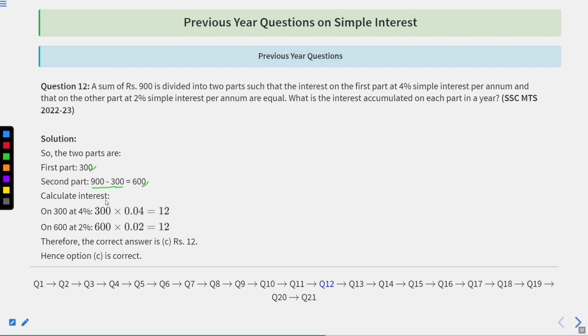So calculate the interest on 300 at 4%: 300 into 0.04, which is 12, and 600 at 2% will be 600 into 0.02, which is 12. Therefore the correct answer here is option C, that is 12 rupees.